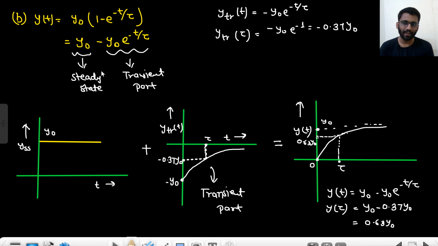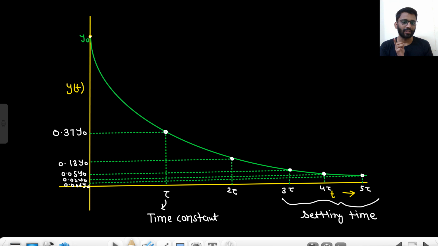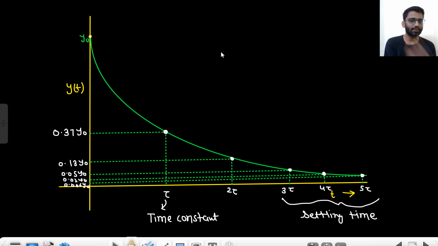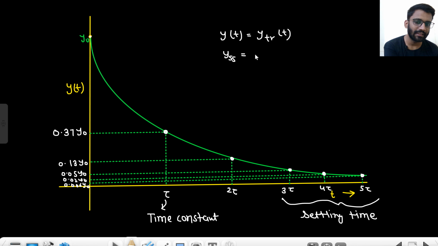In this question, we have two parts, steady state and transient. But when we are defining the time constant, we will only care about the transient part. In the previous example, what was happening actually? There was no steady state part in this problem. There was only the transient part. The steady state part was 0 itself. So here y(t) was equal to y transient(t), and y steady state was 0, right?